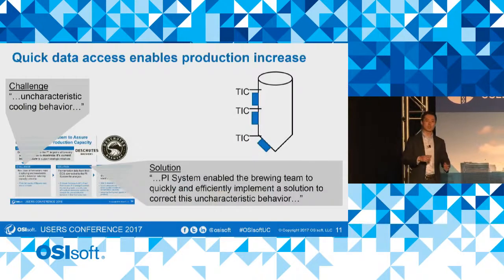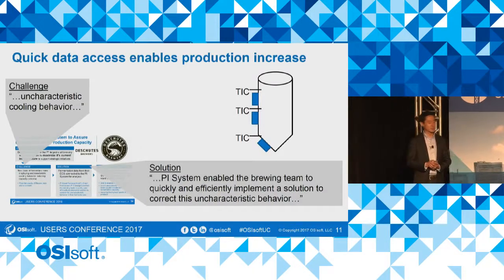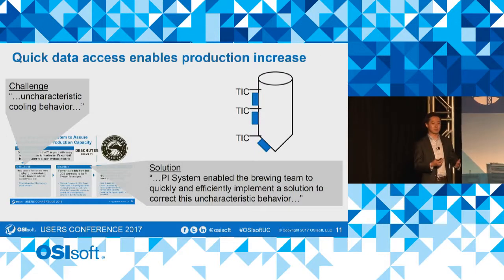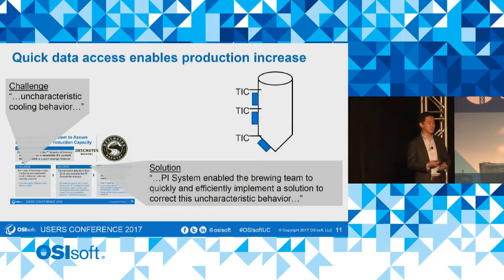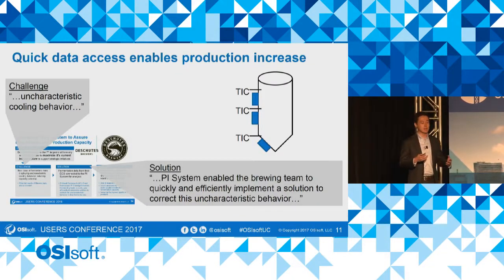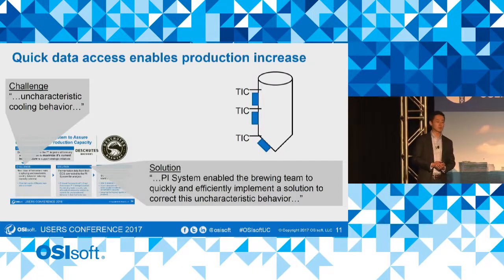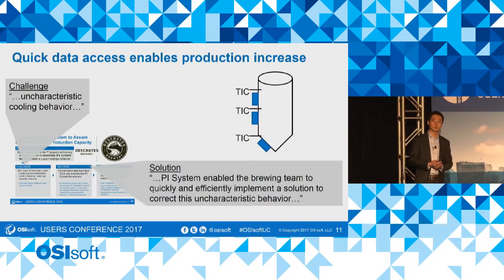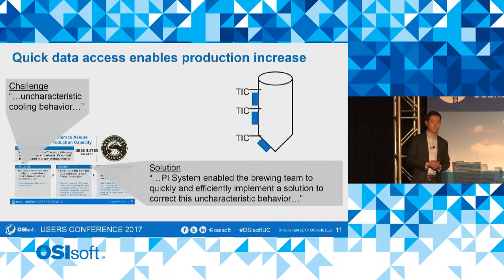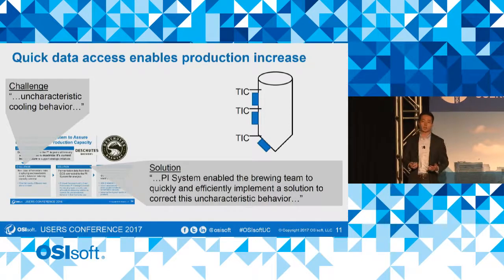Before we started talking about all the advanced analytics stuff, they had a problem within their process pretty early on. When you're making beer, during the fermentation process, there's a part of the procedure where you need to cool the batch, right? Cool a batch of beer. So they had these new vessels, and they were seeing some uncharacteristic cooling behavior with those vessels. And they were able to use a PI system to quickly and efficiently implement a solution to correct this behavior.